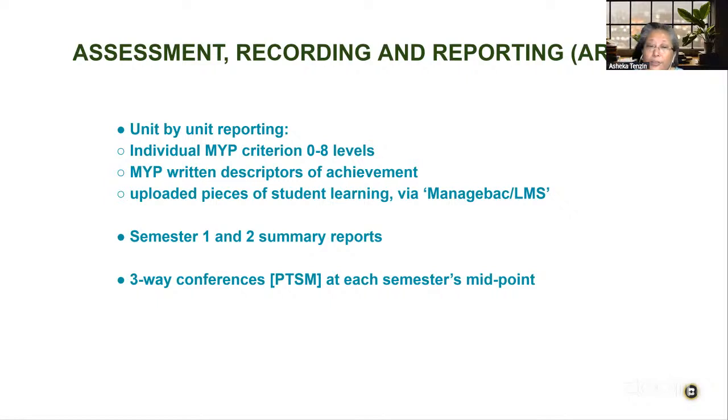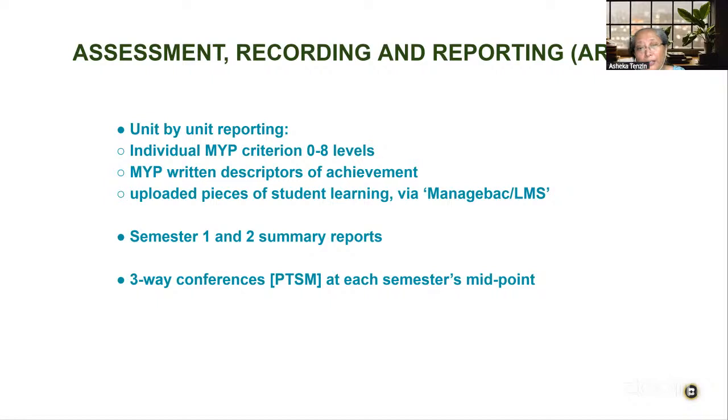Semester 1 and semester 2 summary report card, and 3-way conferences, PTSM, parent teacher student meeting. Usually in other schools, you have parent teacher meeting, but here you have the student also. Okay. At each semester's midpoint. Midpoint means in mid semester. So if your semester starts from July to December, then there has to be one meeting in September.